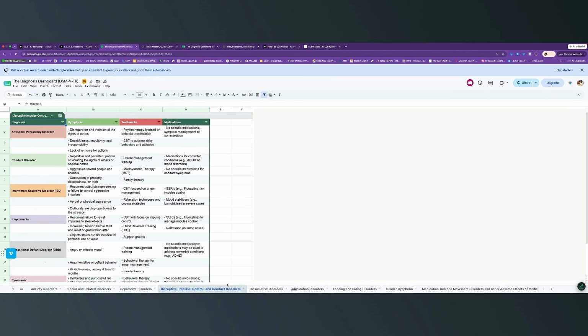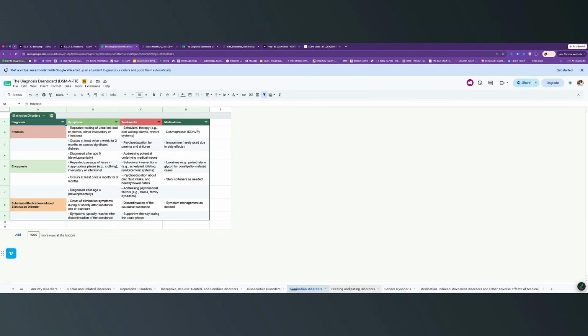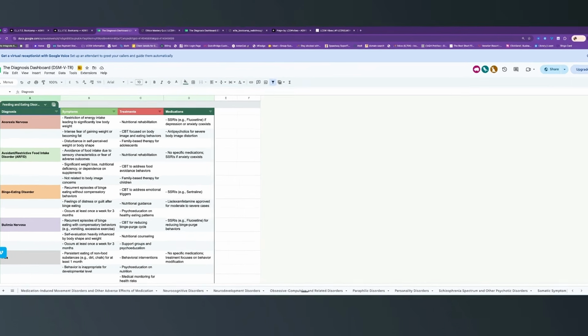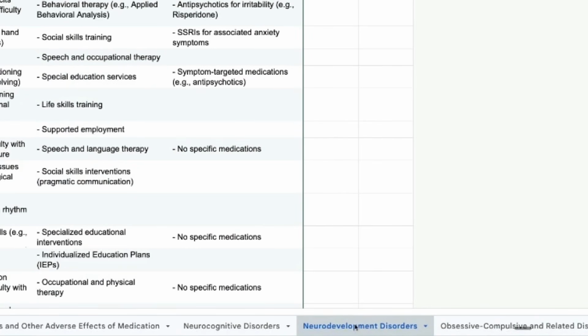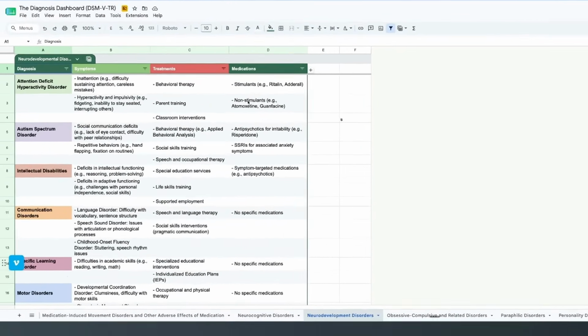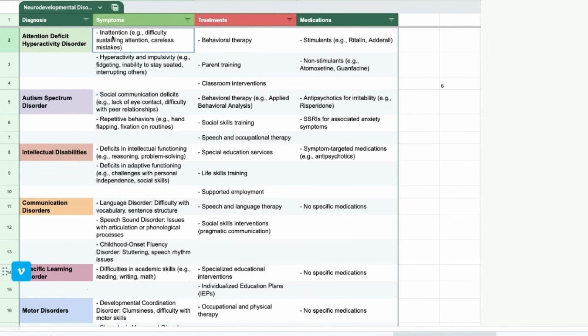For those of you that don't know how to use it, I just want to show you really quickly. If you go down to the bottom, that is how it's going to change the different symptoms, the different diagnoses that you're working with. So right now we're talking about neurodevelopment. We're going to click on that, and then you can get more details about ADHD and some of the medications, some of the treatments, and some of the symptoms.